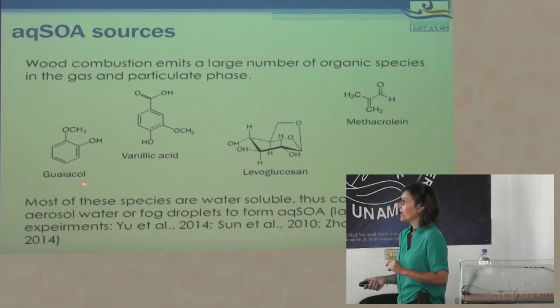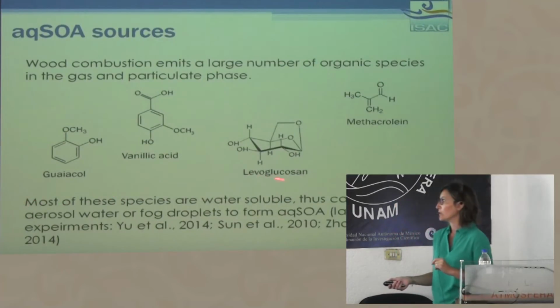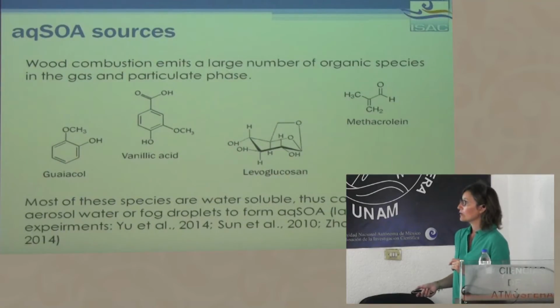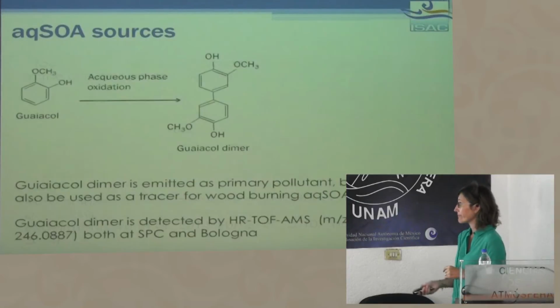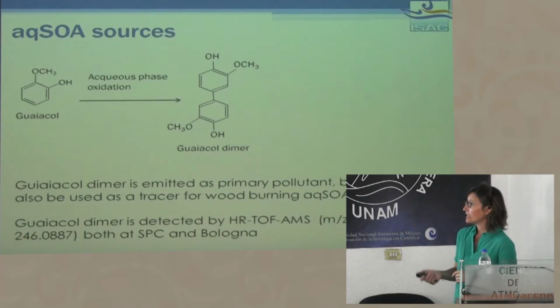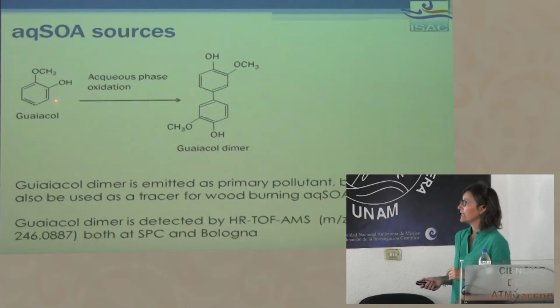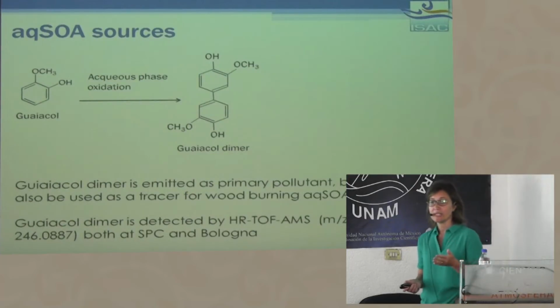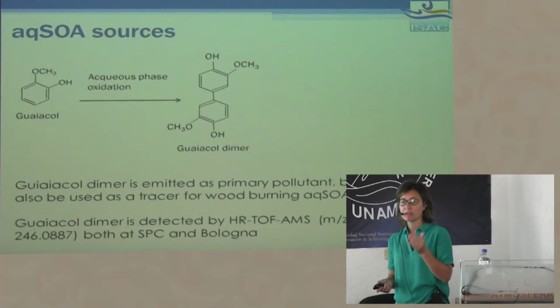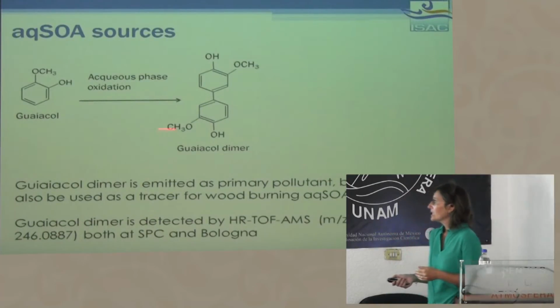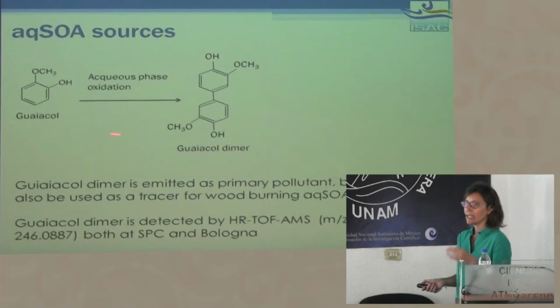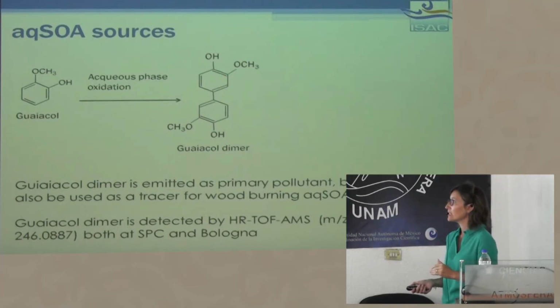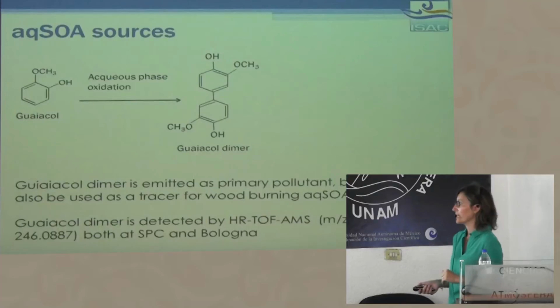For example, aqueous secondary organic aerosol was formed from the oxidation of levoglucosan, but also from the oxidation of phenols like guaiacol or syringol. For example, the oxidation of guaiacol in the aqueous phase leads to the formation of this dimer. The guaiacol dimer is also emitted as a primary pollutant during the combustion of wood. So the guaiacol dimer is seen as a primary pollutant, but is also a marker for aqueous secondary organic aerosol.